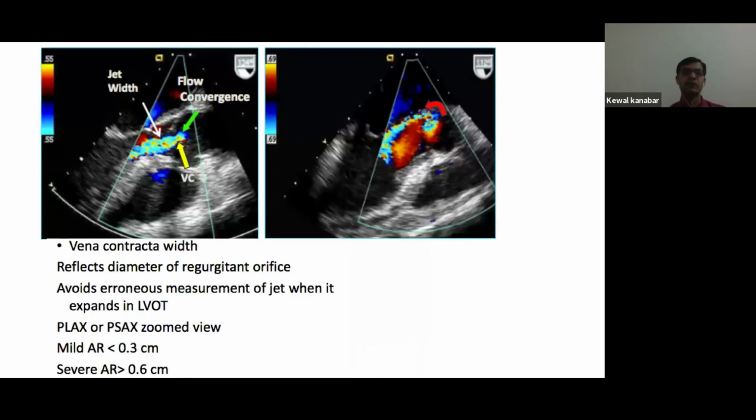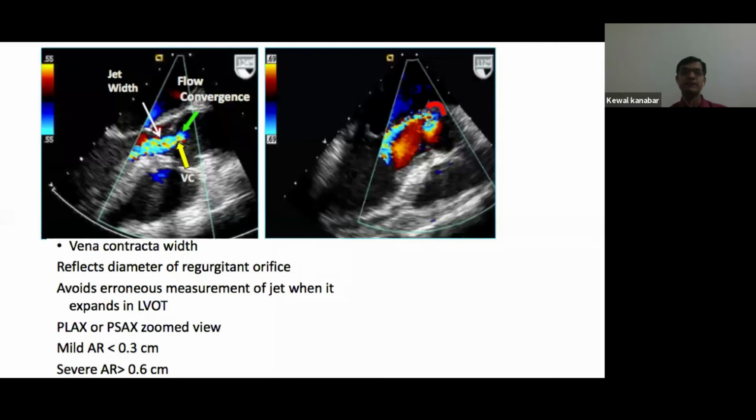Similarly, on color flow imaging, aortic regurgitation can be assessed by assessing the most proximal area of the AR jet. This is known as the vena contracta. And this vena contracta is best assessed on parasternal long axis view, especially when the image is zoomed.